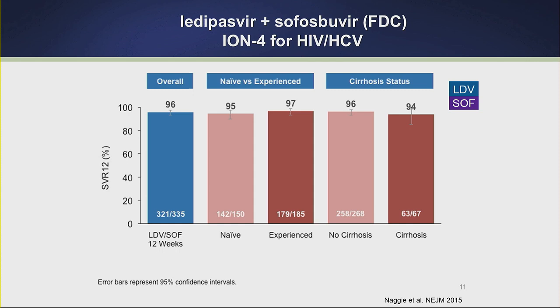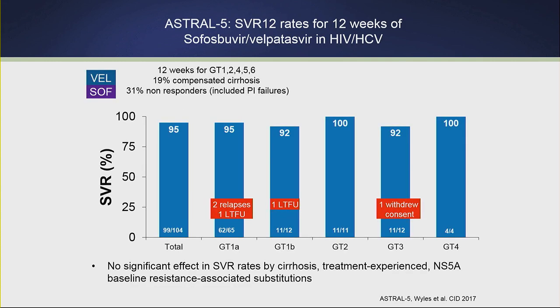Ledipasvir sofosbuvir is probably the most widely used because genotype 1 is so common, 70%+, as I showed you earlier, and as well as for genotype 4. And here you see the efficacy rates in co-infected patients, with or without cirrhosis, with or without interferon experience. The sort of upgraded, I guess, if you think about it, sofosbuvir velpatasvir, which replaces ledipasvir with velpatasvir, is now pan-genotypic and can cover multiple different genotypes.